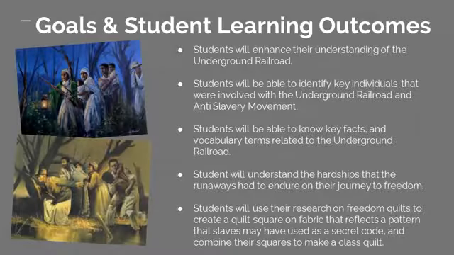The goals and learning outcomes for this unit are as follows. Students will enhance their understanding of the Underground Railroad. Students will be able to identify key individuals that were involved with the Underground Railroad and anti-slavery movement. Students will be able to know key facts and vocabulary terms related to the Underground Railroad. Students will understand hardships that the runaways had to endure on their journey to freedom.